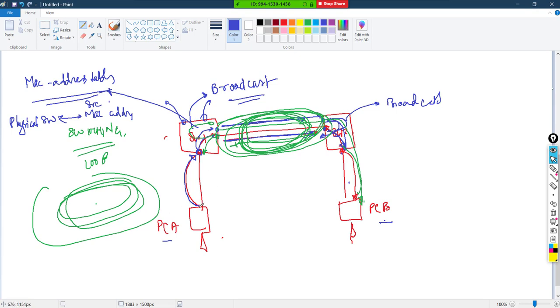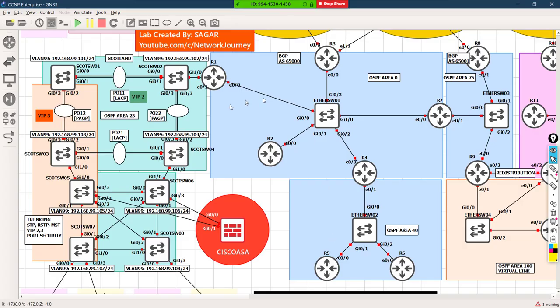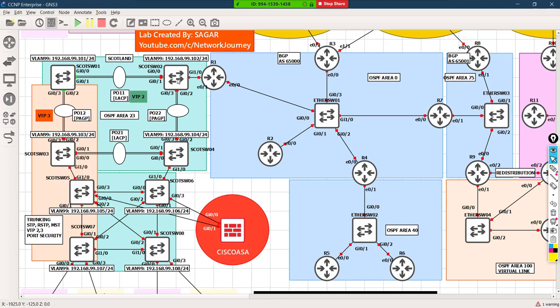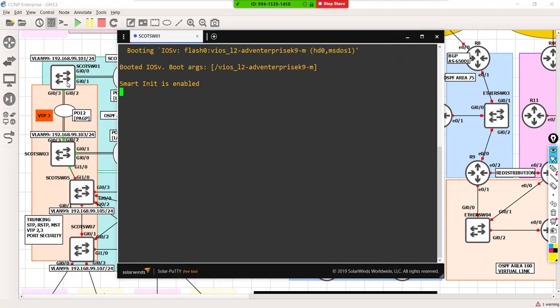So let's say one copy of a packet or Ethernet frame was received here. This entry will be saved inside the MAC address table. Let me show you on a live box itself. Let's say this is my topology. If I open up two or three devices like this, a MAC address table will be formed within the switches.